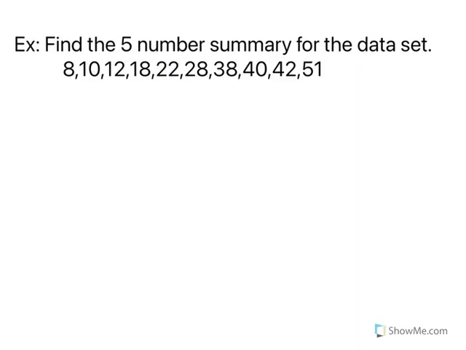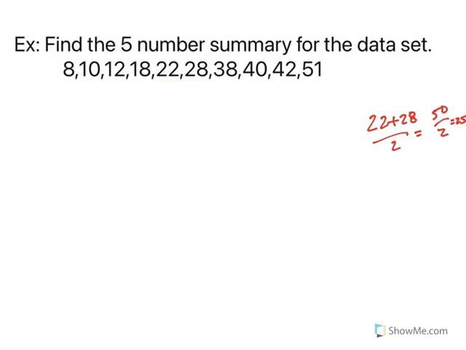Let's do one more. Here, the numbers are already in order for you, least to greatest, so we can jump right in. Now, here you'll notice we have an even number of data, which means we have to find the average of the middle 2 in order to find our median. So the 2 numbers right in the middle are 22 and 28. So to find the average of that, we will add those together, divide by 2. So 22 plus 28 gives us 50. 50 divided by 2 is 25.